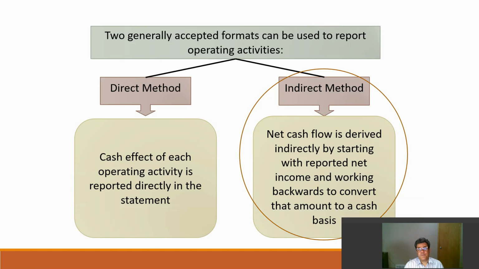And we have two methods. Direct method, we also have a video about direct method, and the indirect method today. Net flow is derived indirectly by starting with reported net income and working backwards to convert that amount to a cash basis. So that is why it's indirect. We start with our net income and then we create a lot of adjustments and we will be talking about it later to find our operating cash flow.